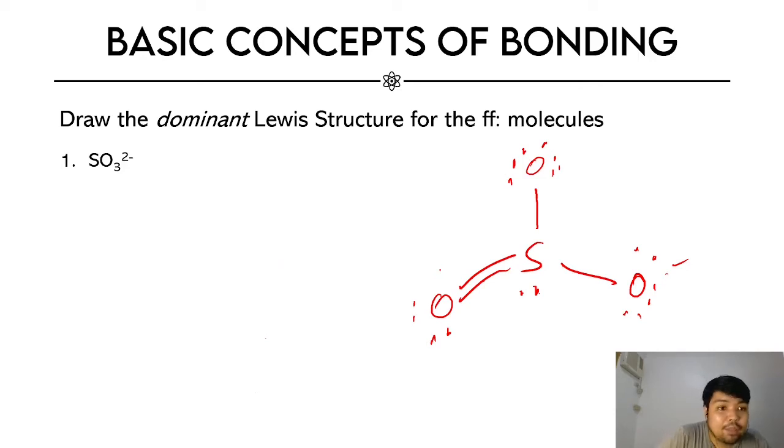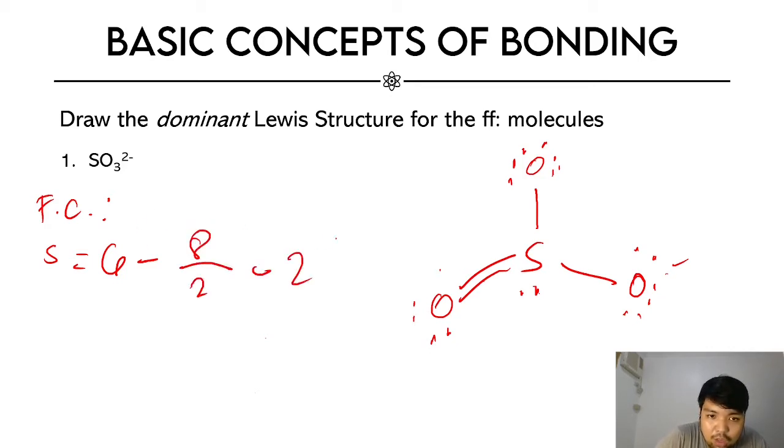So let's check the formal charges. The formal charge now of sulfur is equal to 6 minus, we have 2, 4, 6, 8 bonding electrons divided by 2, minus 2 non-bonding electrons here. So 8 divided by 2 is equal to 4. So 6 minus 4 is equal to 2, minus 2 is equal to 0. So the formal charge of sulfur will therefore be 0.